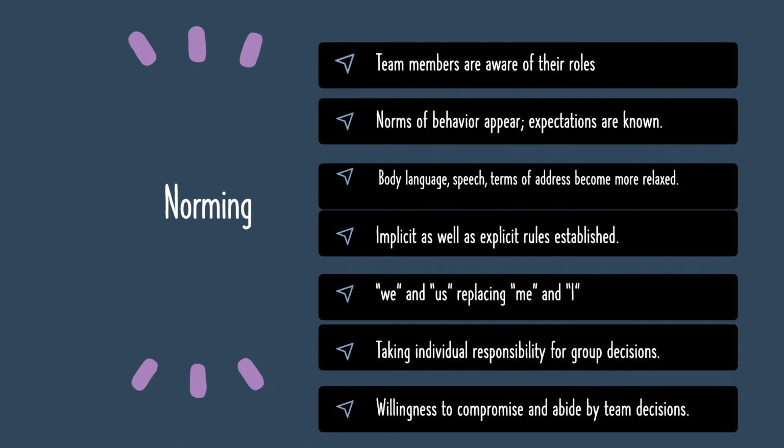We and us are usually replaced by me and I now, as they are well aware of the individual roles in the group. Taking individual responsibility for the group decision is a major responsibility of any team member. Willingness to compromise or to abide by the team decision is greatly seen at this stage.